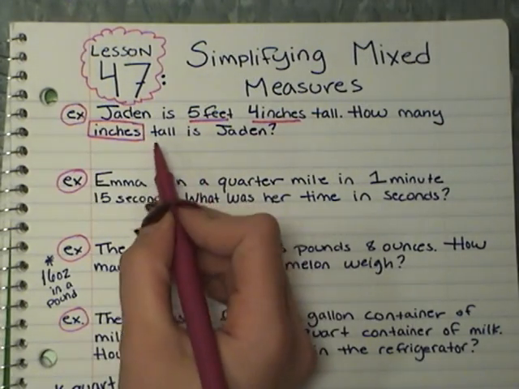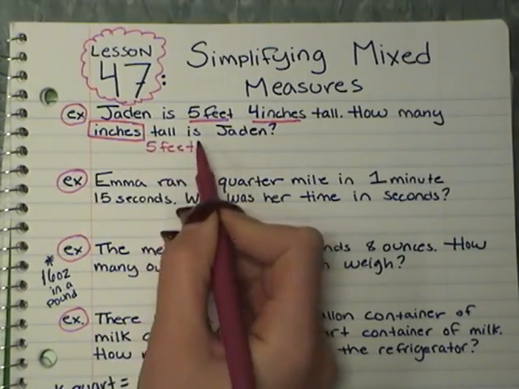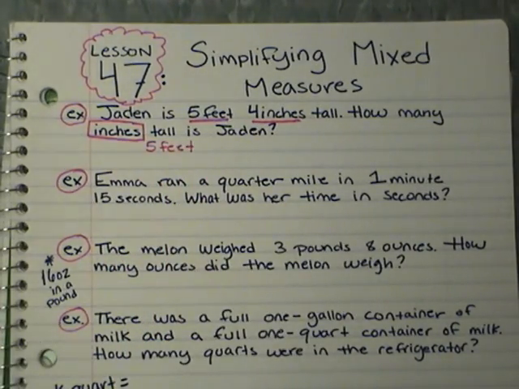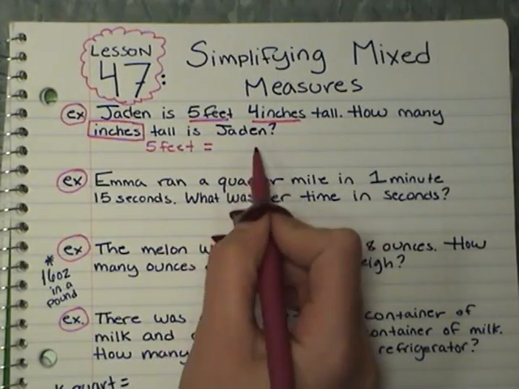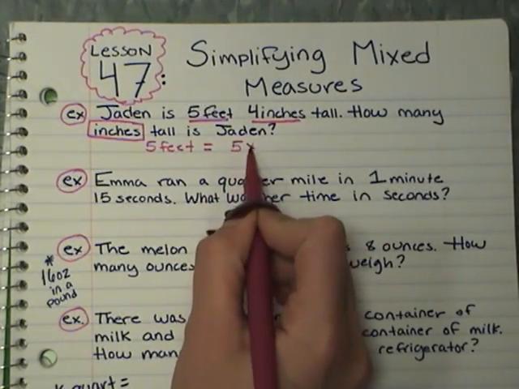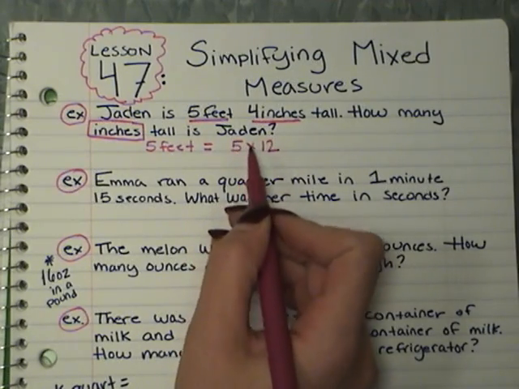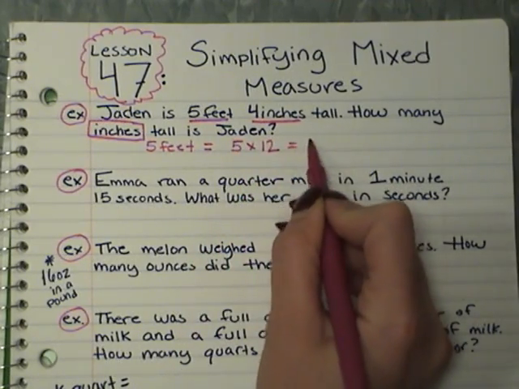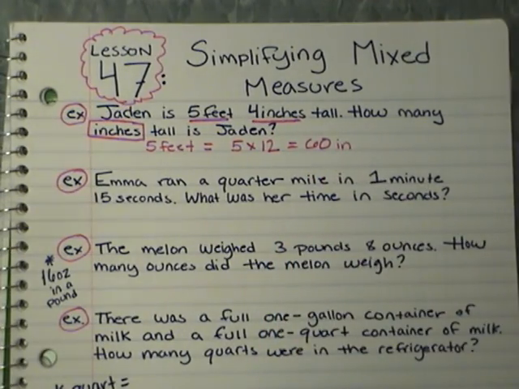As we've been practicing, you know that to change feet into inches, you multiply by 12 because there are 12 inches in 1 foot. So I'm going to take my 5 and multiply by 12 because in 1 foot I have 12 inches and I want 5 of them. When I do that, I get 60, and now 60 inches is what I have.